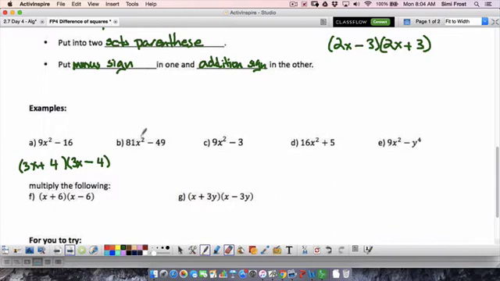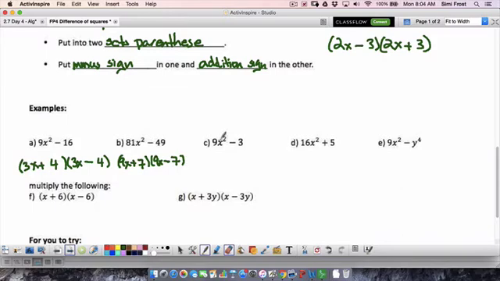Okay, again, check that this is a difference of squares, but these are both perfect squares. This is a perfect square, and I have a subtraction sign in the middle, so I'm going to go ahead and set it up, plus, minus, and I get 9x, and then the square root of 49 is 7.